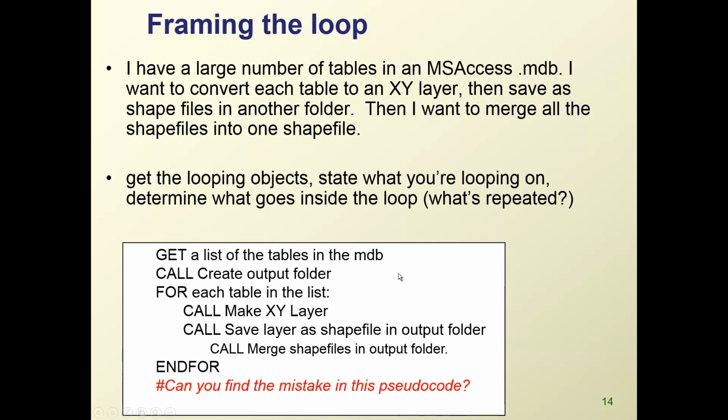So there is a mistake. Actually, there's more than one mistake in this pseudocode. Can you find it? The indent. Yeah, you would want to have that back here, if that's inside the for loop step. And what else is wrong with it? So I warmed up this slide saying, framing the loop. What things need to be inside and outside of the loop? Very well said, Paul. Merging should be outside. Why?